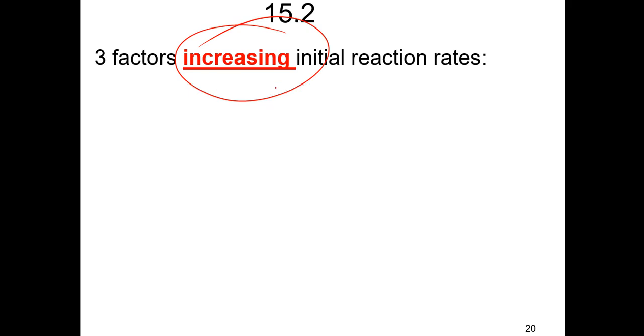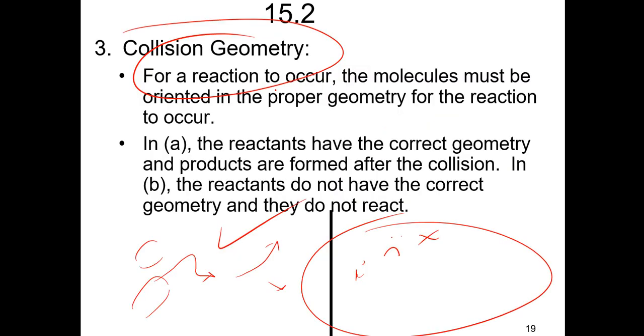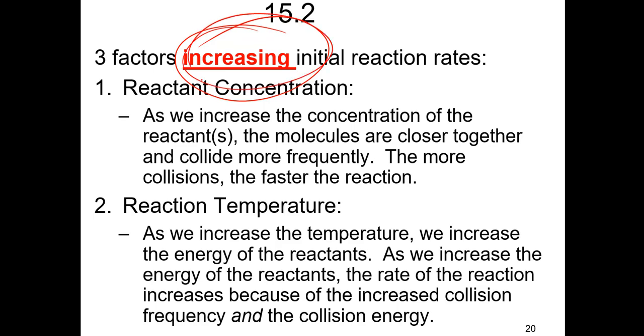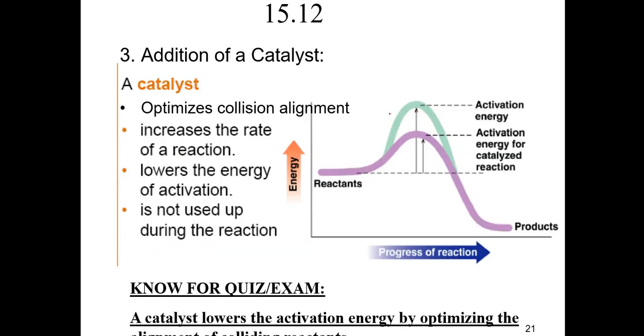So effect, we just talked about the general circumstances for increasing initial reaction rate. These are the three factors that actually increase it. The first one is reactant concentration. Just like with the car analogy, the more cars you have, the more likely you're going to get into an accident. The greater the concentration, the more likely a chemical reaction occurs. Second is reaction temperature. If you heat up, or increase the temperature of the solution that the reaction is occurring in, then you'll increase the reaction rate.